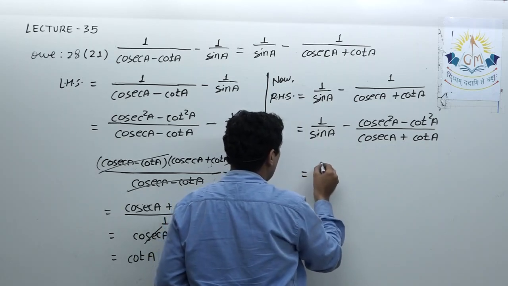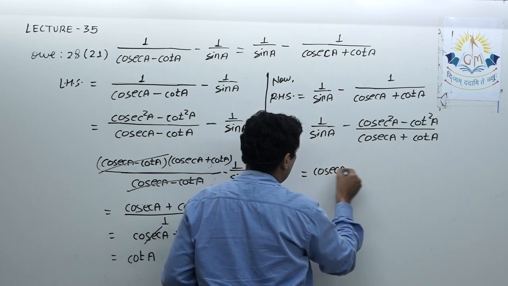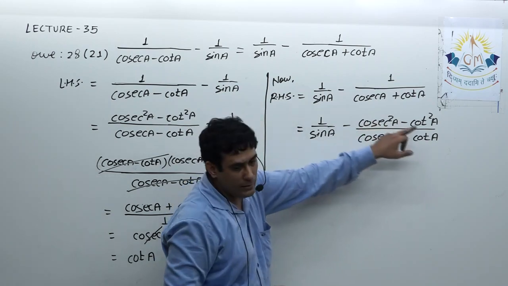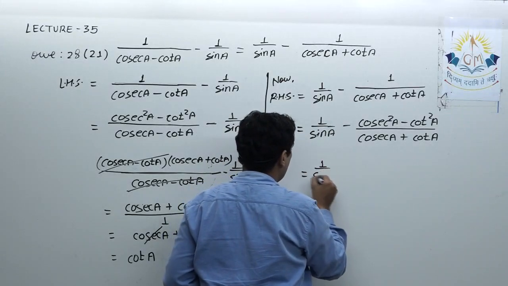Now over here I can write 1 upon sin A as cosec A. Okay, now A square minus B square, so cosec square A, okay, right now I am taking it as it is.